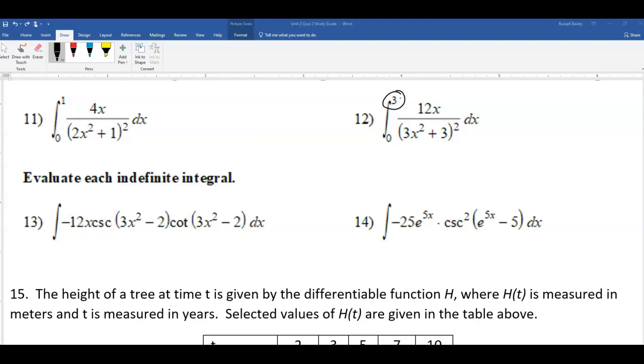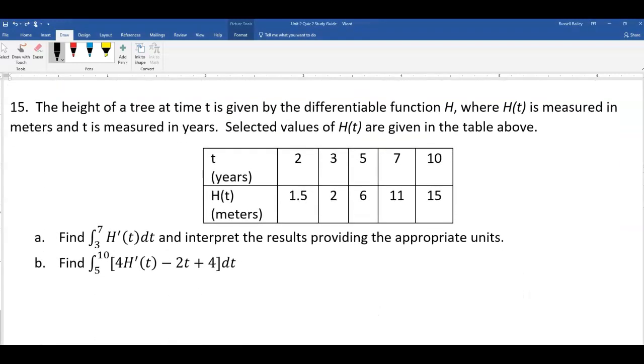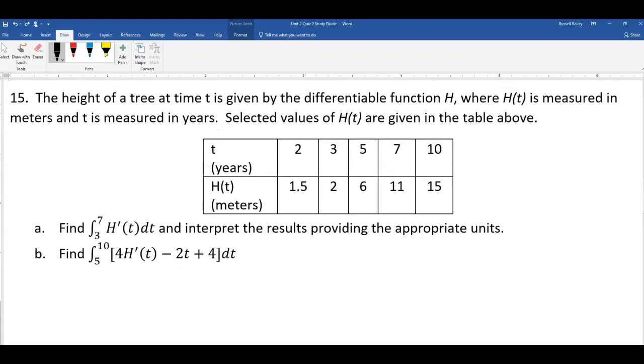All right, next one, review some FRQ stuff with you guys. Here we go. So the height of a tree at time t is given by the differentiable function h. Differentiable means that you can take its derivative. Where h is measured in meters, and t is measured in years. So basically we have a tree, which after 2 years is 1.5 meters tall. After 7 years, it's 11 meters tall, and so on and so forth. So just understanding the table there.